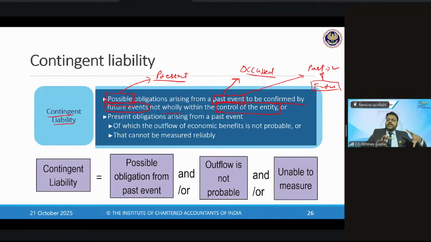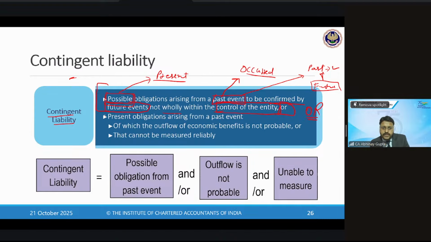Or maybe one event has occurred, but it will take the place of a constructive obligation only if some additional future event occurs, which will conform to this, right? So there are some contingencies involved in terms of getting the event completed, right? So event is not yet complete in the contingent liability case, right? So this is the one section of the definition, and then there is an or, right?